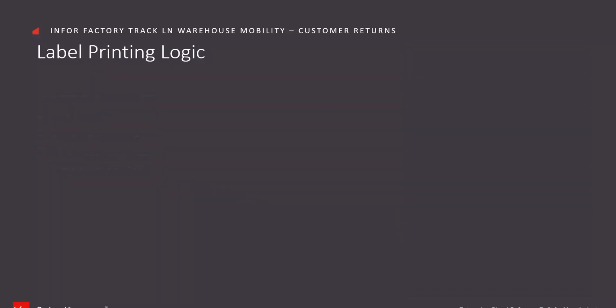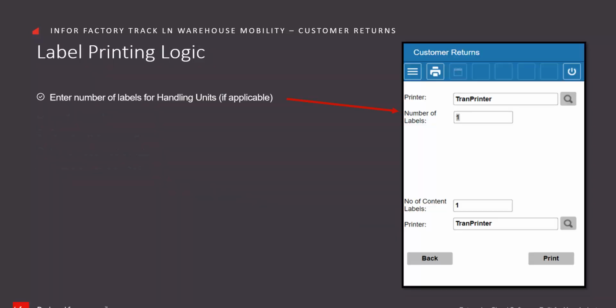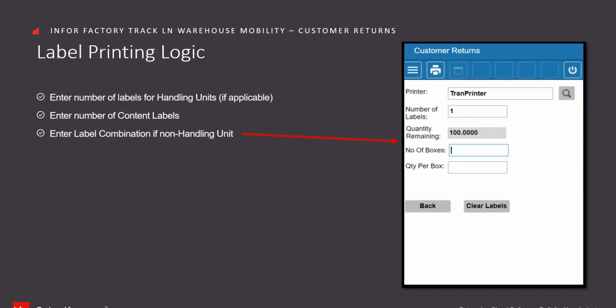The standard label printing logic is initiated, where we can enter the number of labels for handling units if the item is handling unit controlled. We can also print content labels if it's handling unit controlled, or if it's not handling unit controlled, can enter the label combinations required.